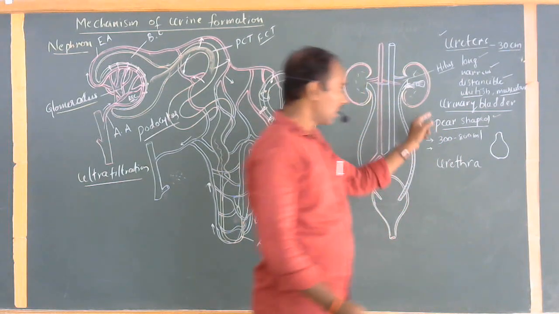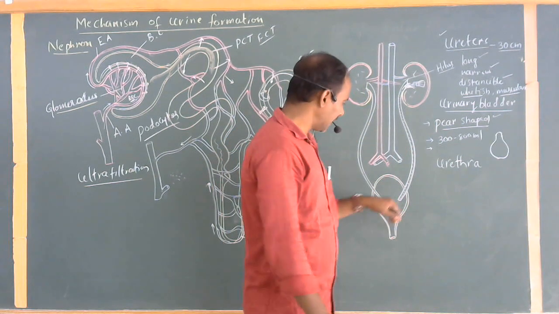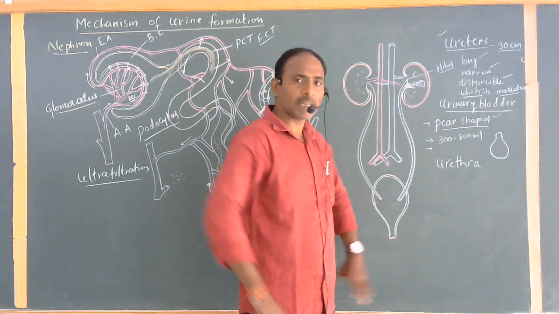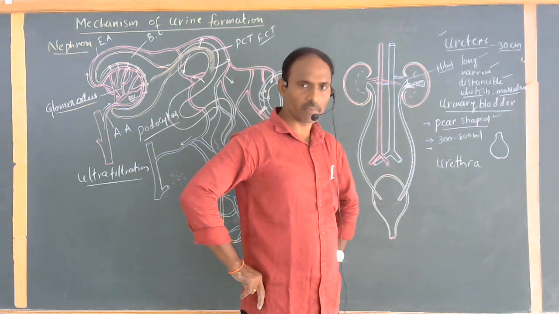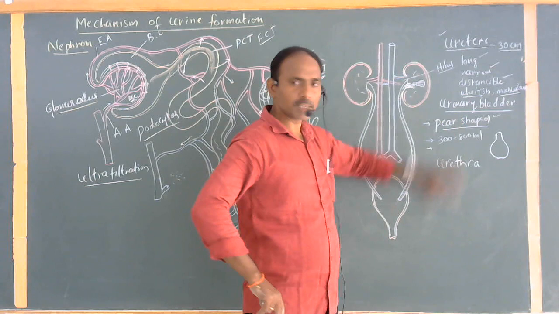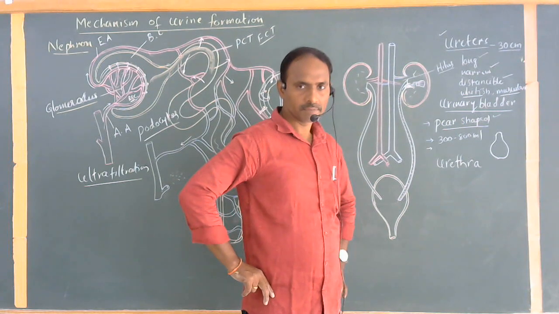The urinary bladder is present after the ending of the ureters. It is present in the pelvic region of the males, of course, in the females also. The urinary bladder is present in the pelvic region of the body. Okay.